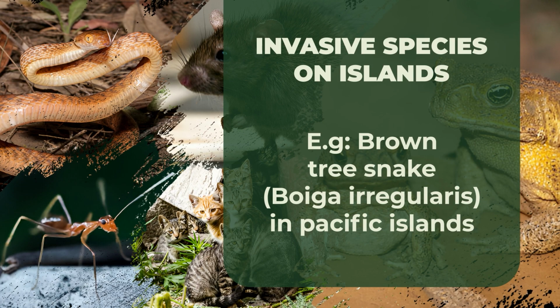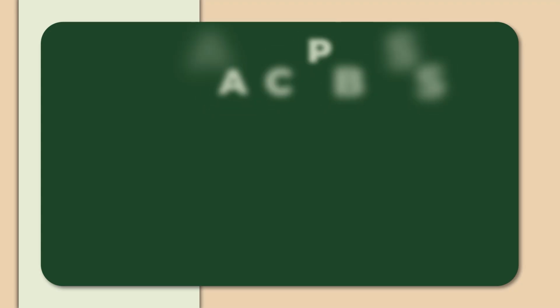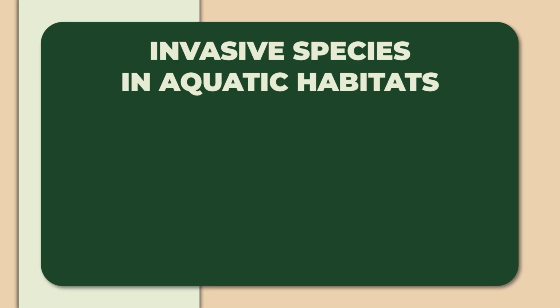And there are many examples. The best example is the brown tree snake in the Pacific Islands. Its introduction has caused a lot of harm to the environment, particularly in the Pacific Islands. So let us see another ecosystem: aquatic habitats.